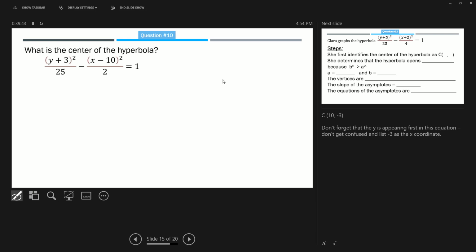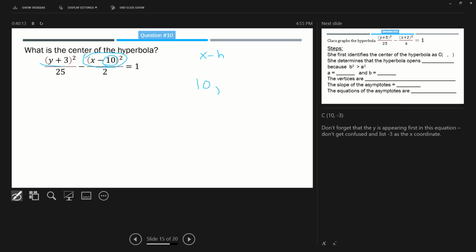For this question, we're asked, what is the center of the hyperbola? So we're going to first find where the x is. So don't forget to look here first. This should be in the form x minus h. So we'll just pull out the h. The center is going to be 10 for the x coordinate.